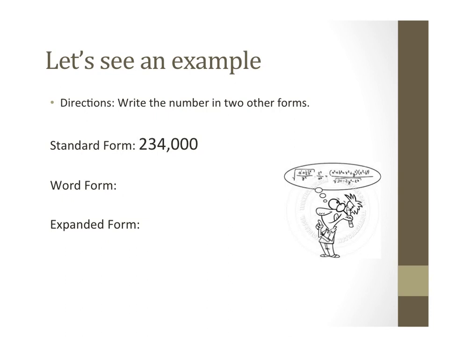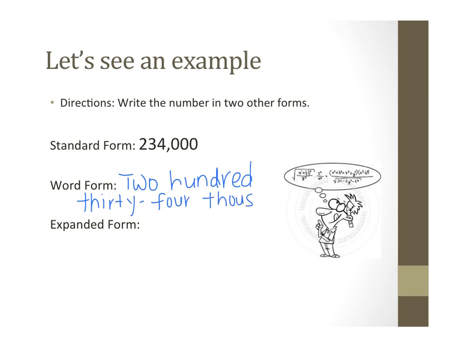In this case, 234,000. Notice I don't have the word and in there. In math, and means a decimal. Because we do not have a decimal point in this number, we wouldn't say and. It's just 234,000.